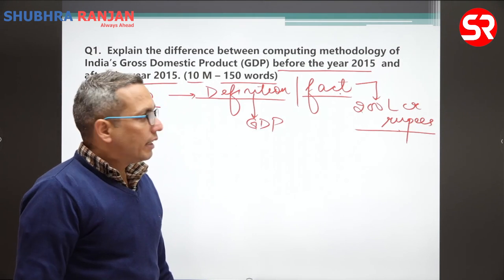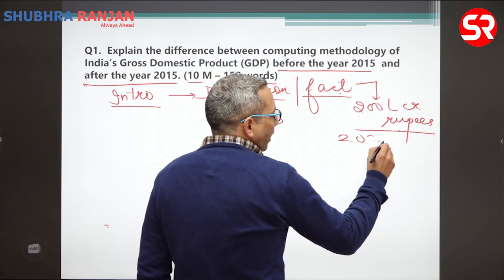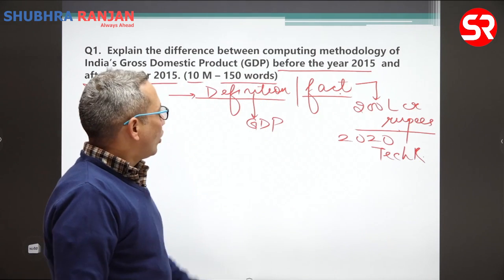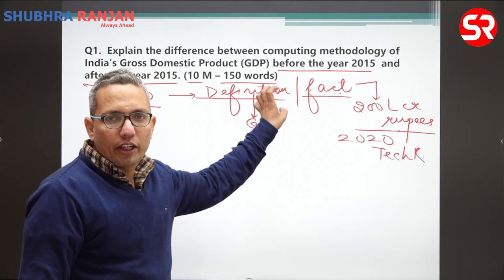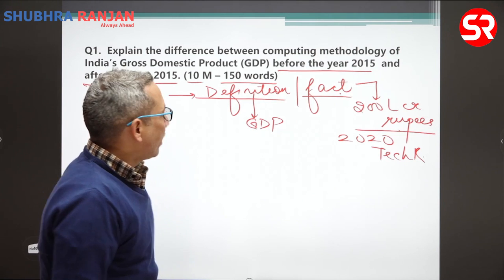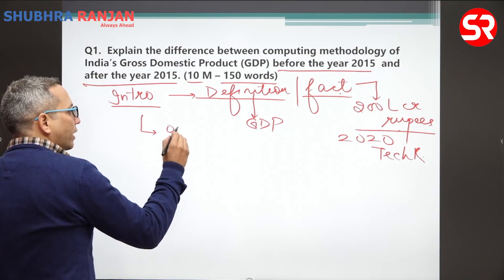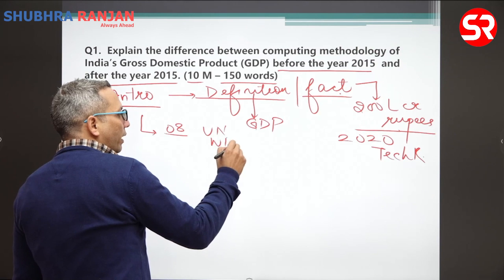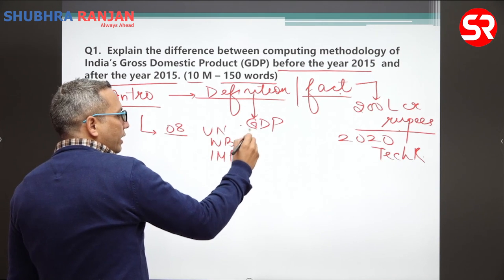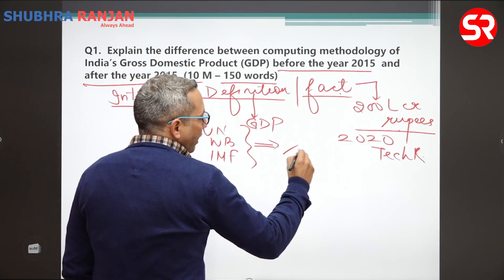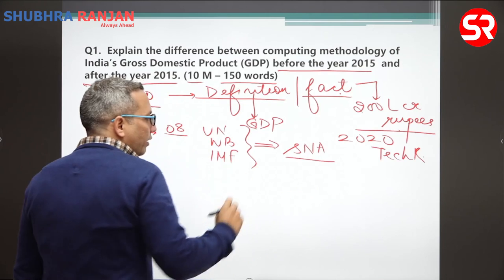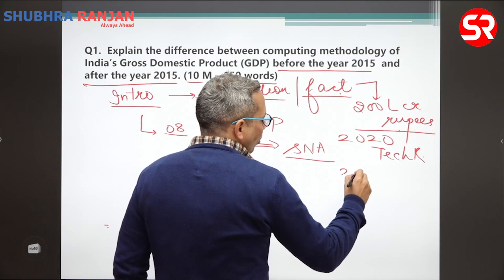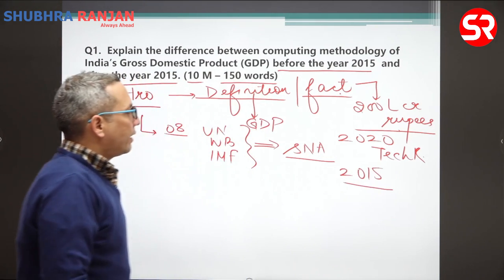Or you can also tell that in the year 2020, India witnessed a technical recession because of lockdown and our GDP fell. So you can give any of these two introductions, the definition or the fact. And then you will mention one more sentence, that in the year 2008, the UN, World Bank and IMF, all these three organizations together, recommended the SNA method, System of National Accounts. They recommended the SNA method for GDP calculation and India adopted that method in the year 2015.